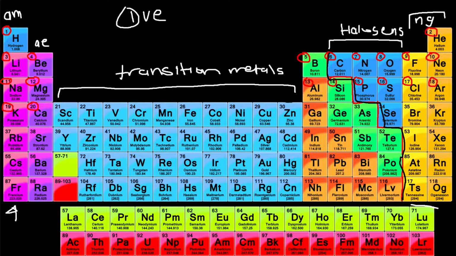I'll put a 1 VE right here, and the second row has two valence electrons. As you can see where I'm going here, the third row has three valence electrons. The fourth is 4, 5, 6, 7, and 8.